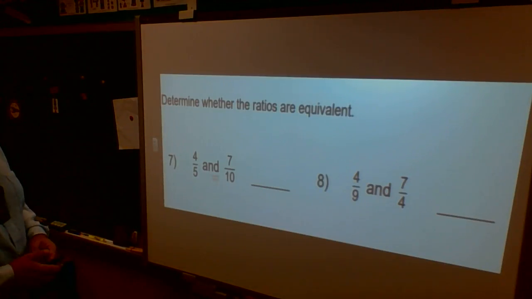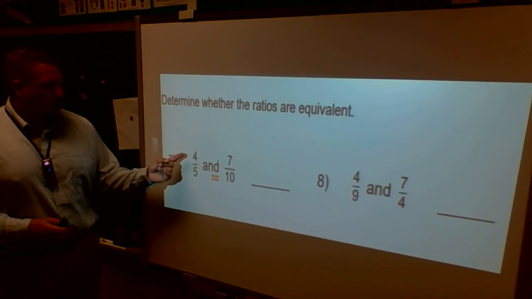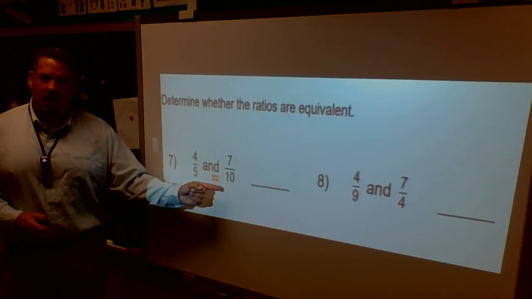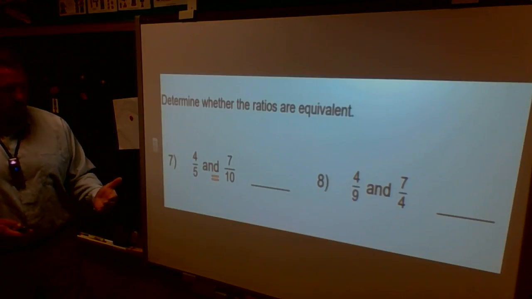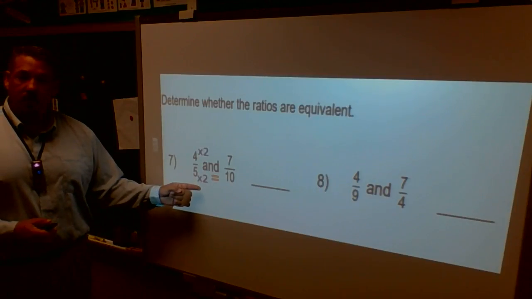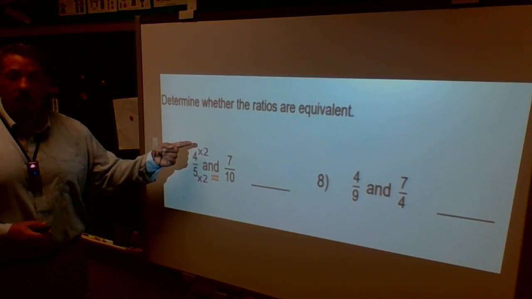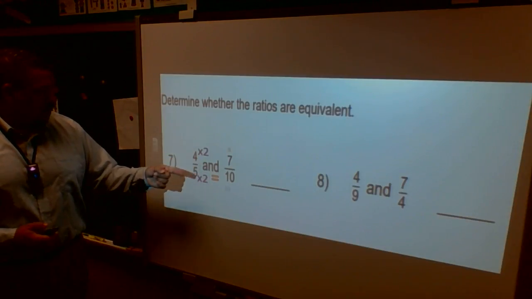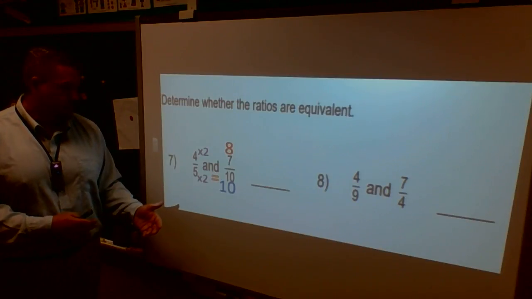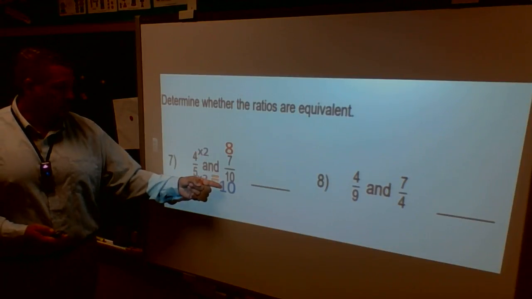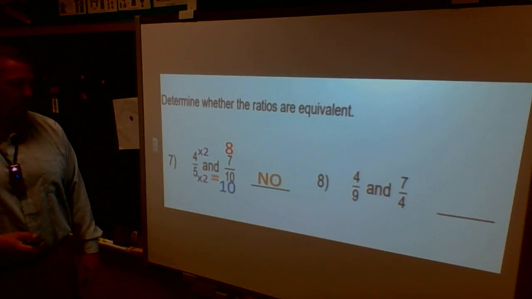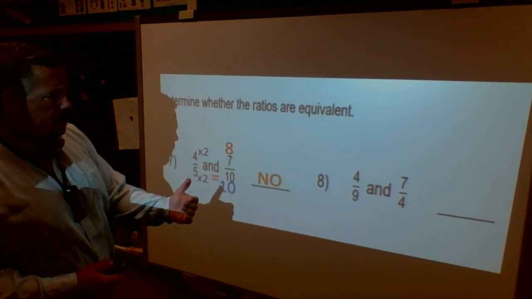So when I look at it, I could just begin by asking, is one of these going to go into the other one equally? And I see the 5 goes into 10 equally. So if that's true, then I would ask, what am I multiplying the 5 by to get the 10? Well, I'd be multiplying by 2. And that means I have to multiply my numerator by 2. And 4 times 2 gives me 8. Then I just simply ask, are they the same? They're not. I have 8 to 10 compared to 7 to 10. They're not equivalent ratios. So how about these over here?